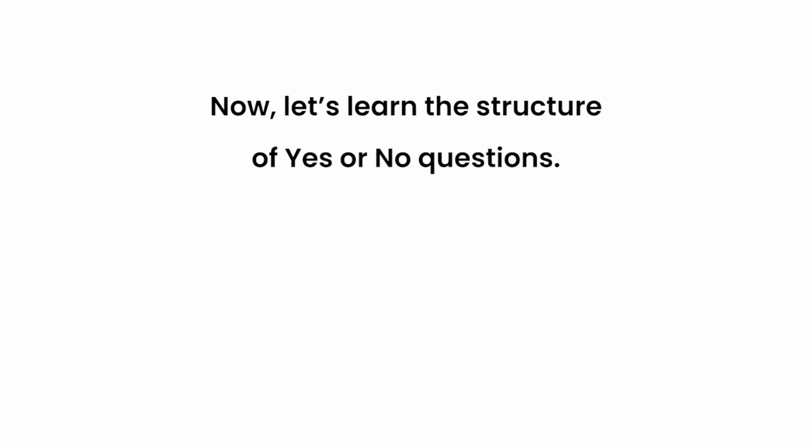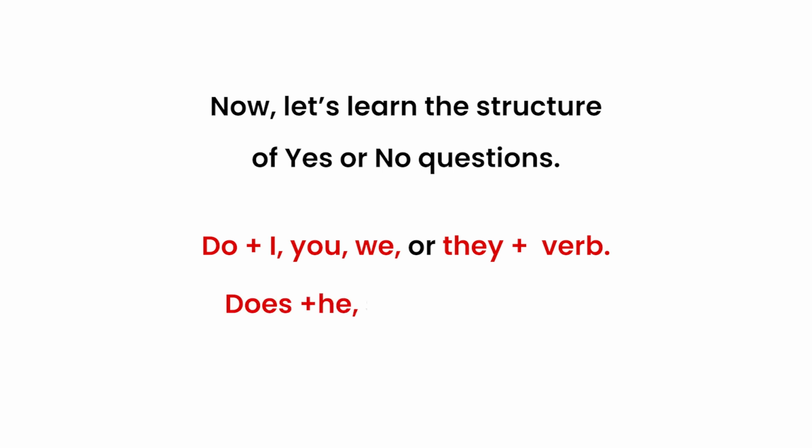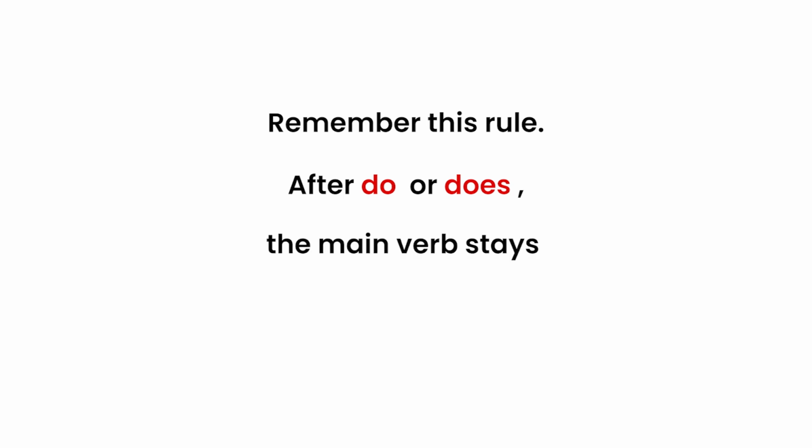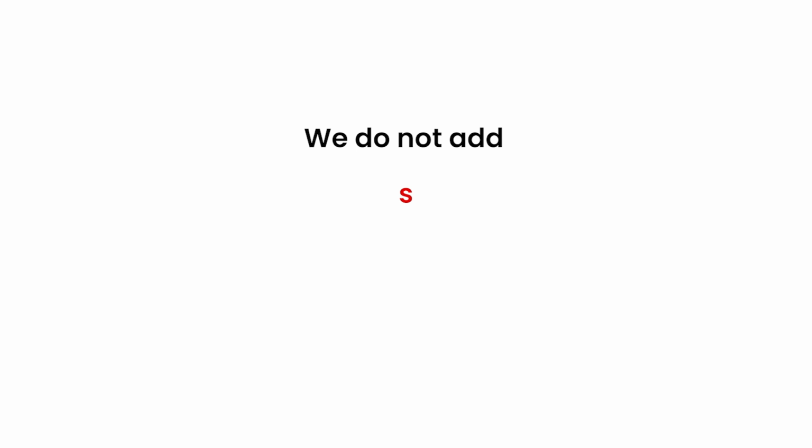Part 2. Sentence structure. Now let's learn the structure of yes or no questions. Do plus I, you, we, or they plus verb. Does plus he, she, or it plus verb. Remember this rule. After do or does, the main verb stays in the base form. We do not add s or es after does.